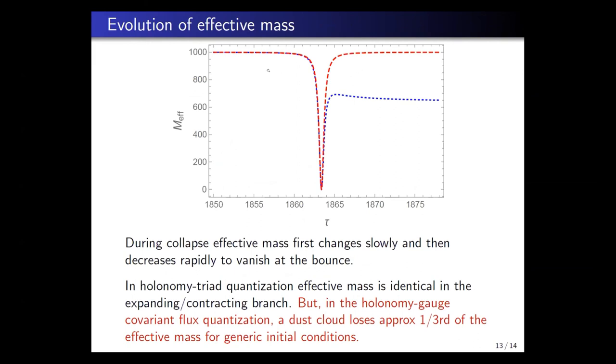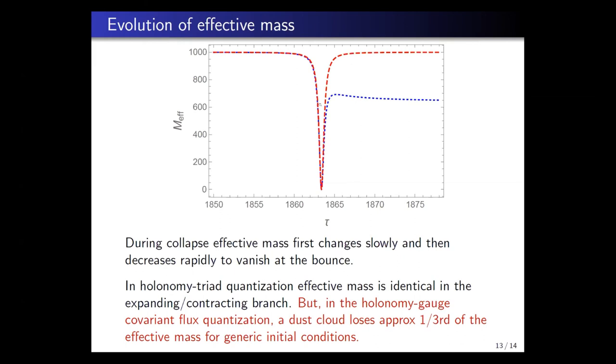This is the evolution of the effective mass, how the mass will look from an observer. In the case of the holonomy gauge covariant flux quantization, which is the blue curve, one finds that the effective mass of the white hole on the other side, when the white hole is formed, turns out to be 2/3 of the mass of the black hole it started from. Now in the holonomy triad quantization, the bounce is completely symmetric, and it is possible to obtain completely symmetric black holes and white holes as twins.